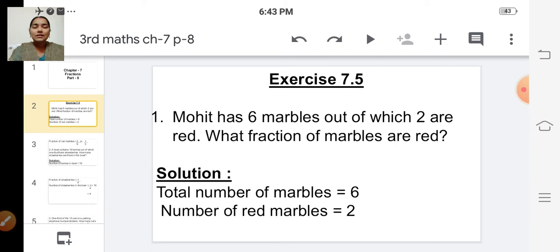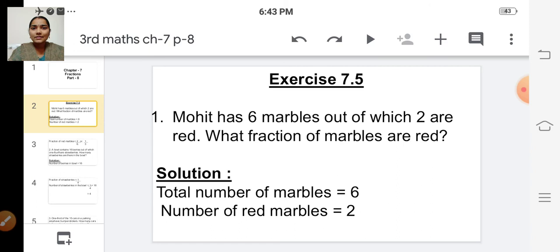Mohit has 6 marbles, out of which 2 are red. What fraction of marbles are red? So I'll read once again. Mohit has 6 marbles, out of which 2 are red. What fraction of marbles are red?